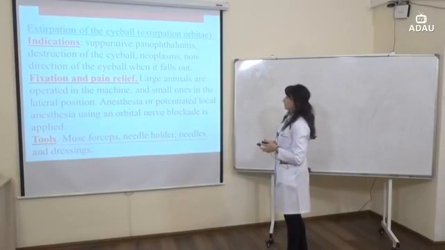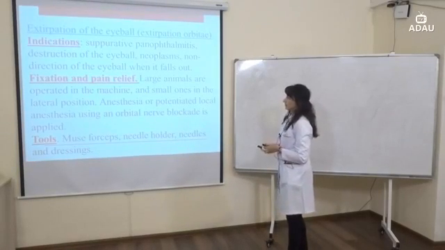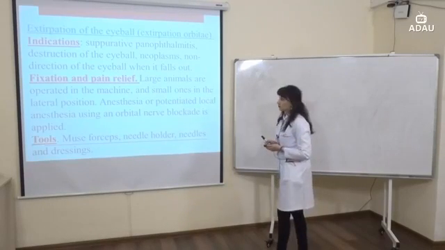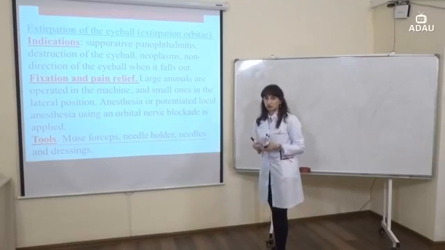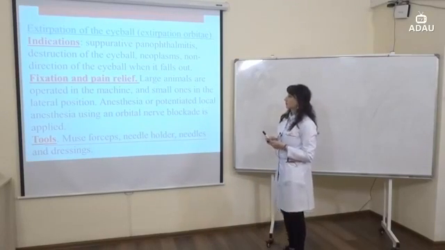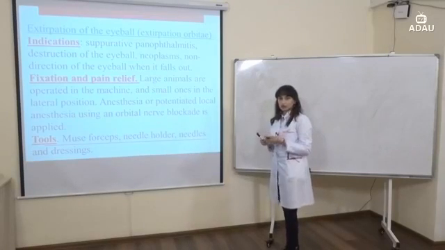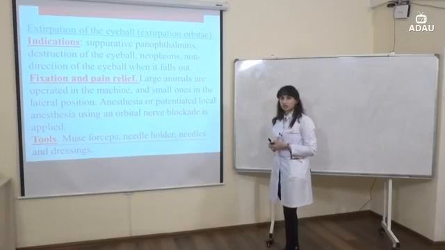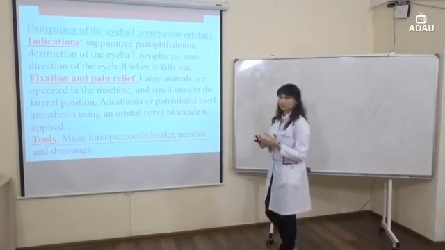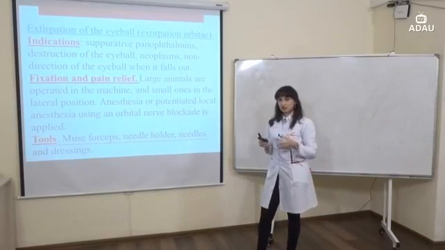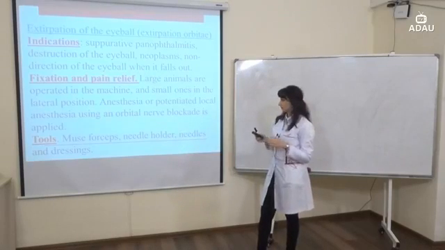Extirpation of the eyeball. Why do we use this method? Indications are suppurative panophthalmitis, destruction of the orbit structure, and dislocation of the eyeball when the eyeball falls out. For fixation and pain relief, in large animals we operate in the machine, but small animals we operate on the surgical table.